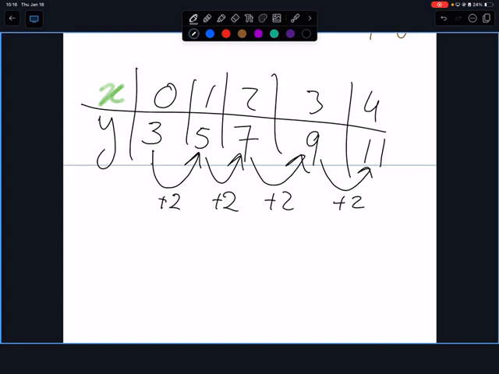And what is the standard formula of a linear equation? Y equals mx plus c. You should know this by heart.